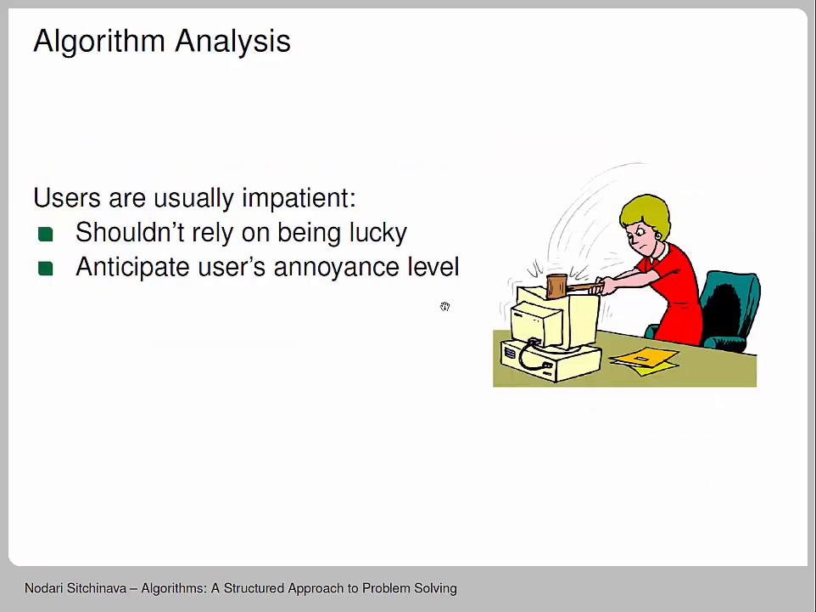Algorithm analysis requires you to analyze how quickly an algorithm will return the answer you're looking for. However, it's not sufficient to count on luck in the best case scenario, because users are usually impatient. We shouldn't rely on being lucky, and we also want to anticipate users' annoyance level. In case our algorithm happens to run really slowly and the users become too annoyed, they might not use our software anymore. Therefore, when analyzing algorithms, we look at worst case analysis.